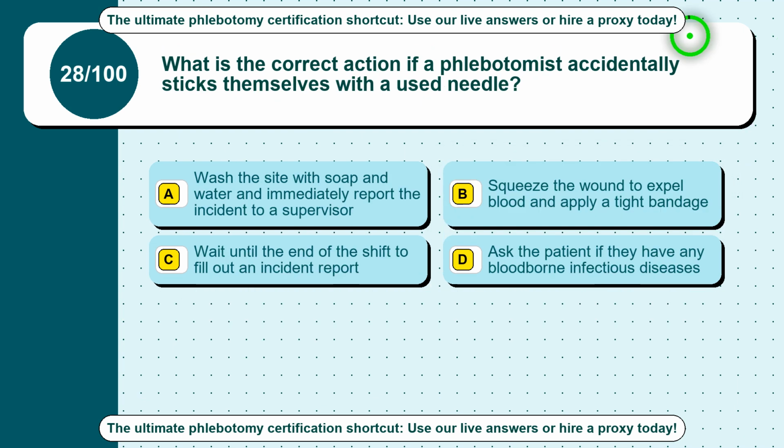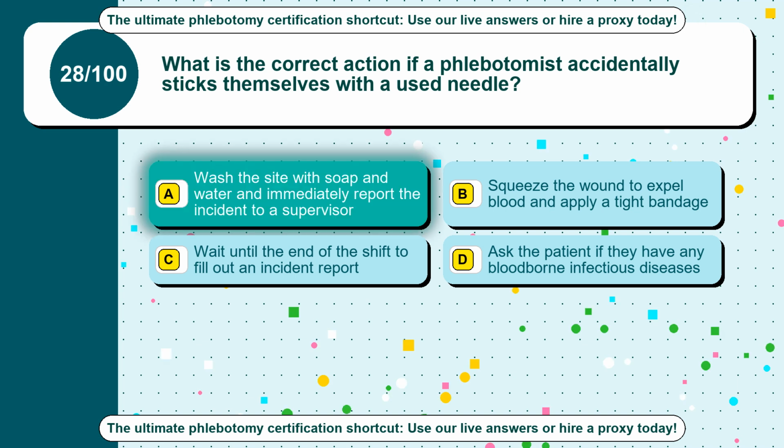Question 28. What is the correct action if a phlebotomist accidentally sticks themselves with a used needle? Option A, wash the site with soap and water and immediately report the incident to a supervisor. Option B, squeeze the wound to expel blood and apply a tight bandage. Option C, wait until the end of the shift to fill out an incident report. Option D, ask the patient if they have any blood-borne infectious diseases.